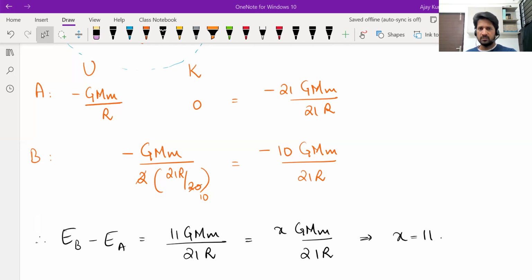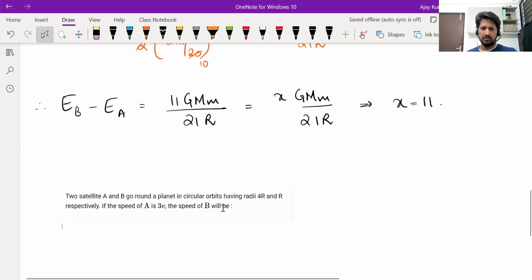Try this question. This should be relatively easy. It should be very easy actually. It's based on the speed of a satellite and the radius of the orbit.